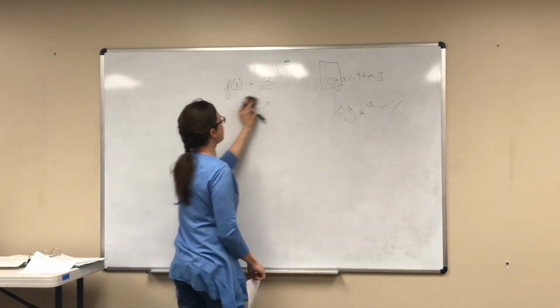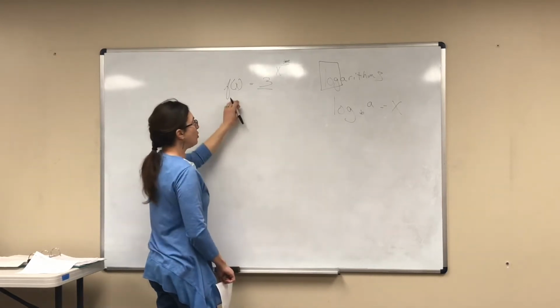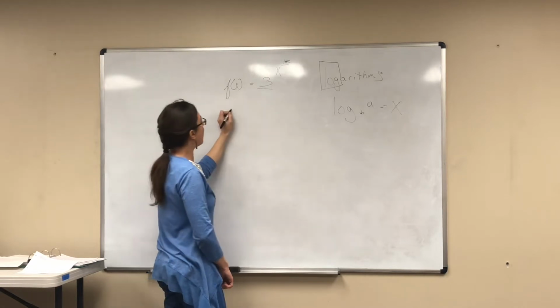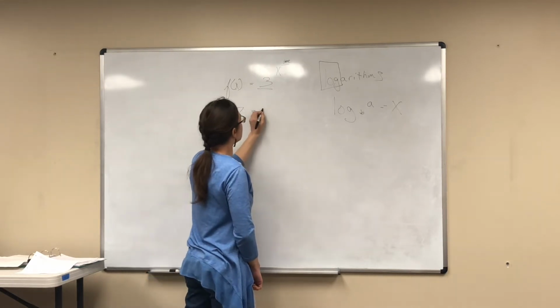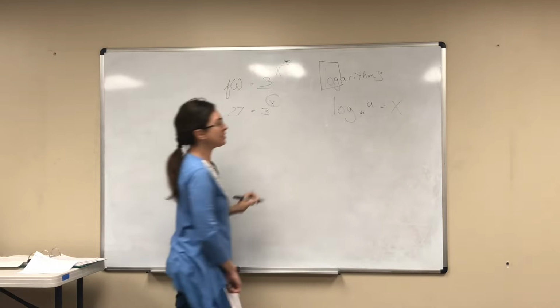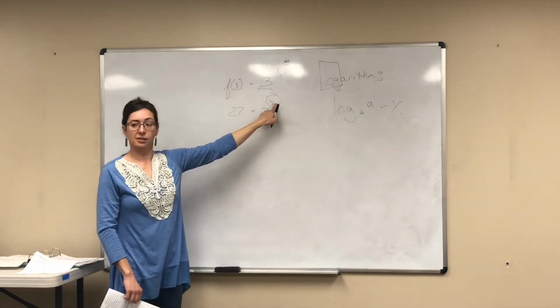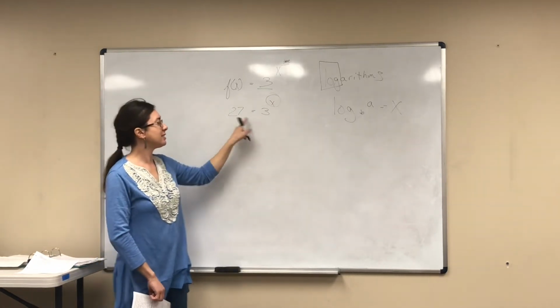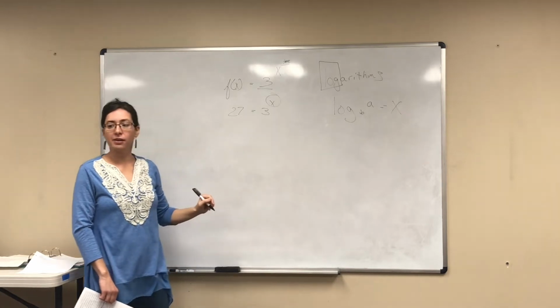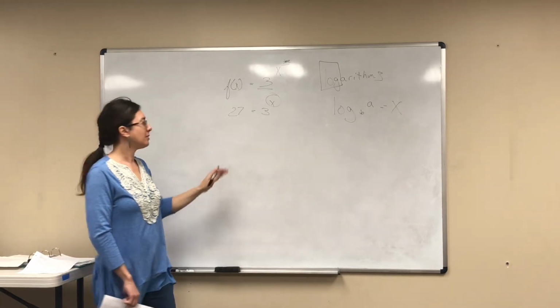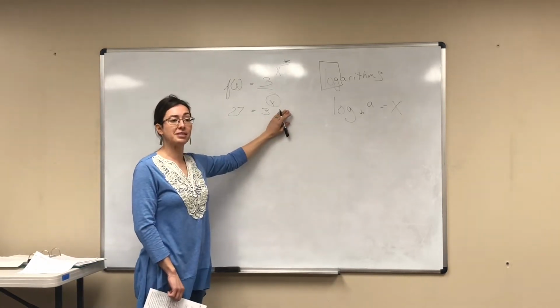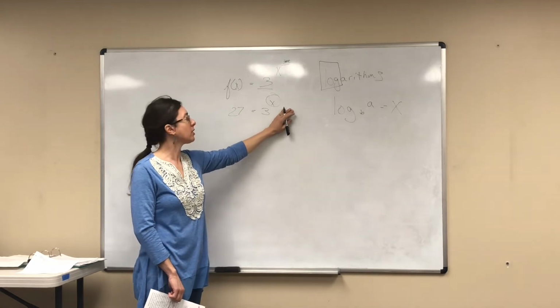What happens when you already have the answer? I have 27 equals 3 to the x, and I want to know what x is. In this case, this is a simple one. What would x be? 3. X would be 3. Okay, it's nice when it's simple. When it's not simple, you're like, ugh.